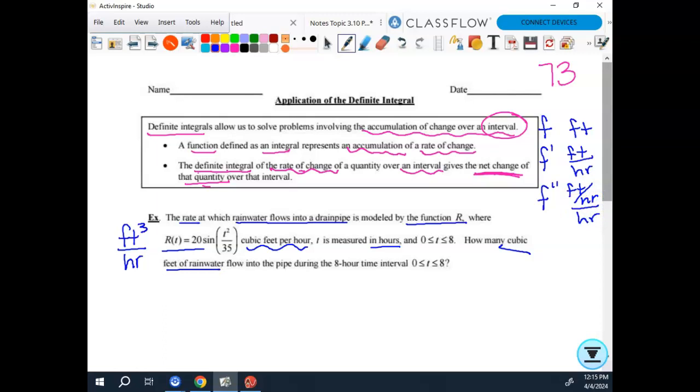So if I have feet cubed per hour, and I want how many cubic feet, I have to go backwards, which means that's an integral. If they gave me feet and I wanted the rate, that's how I know it's a derivative. Does that make sense? You look at the units and that can tell you which way to go.